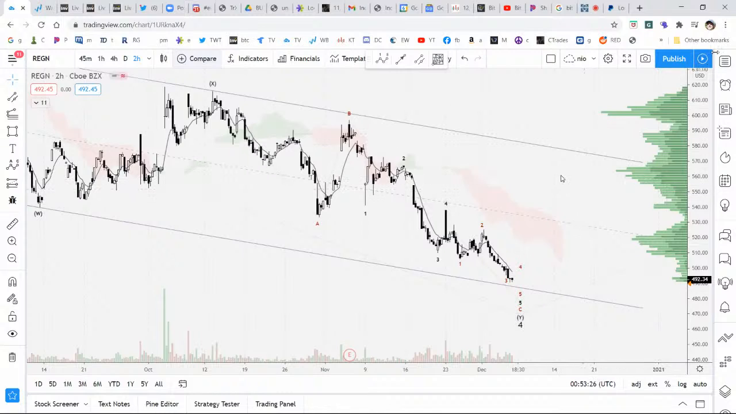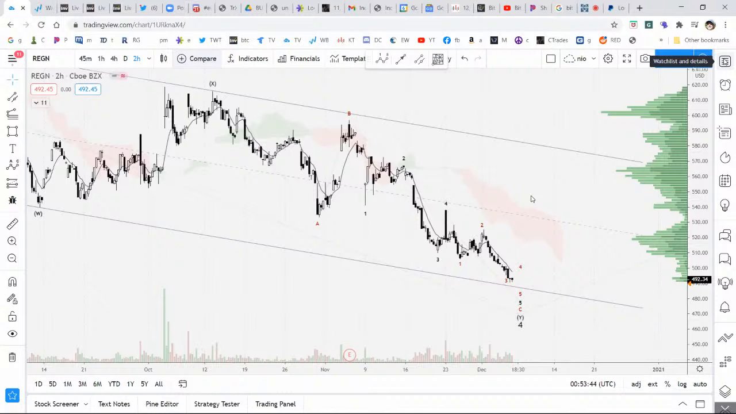Nice. So that could be epic. So we've got to look, right? We've got to make sure we look for impulsive waves to the upside. Maybe it'll pull back there to the bottom of the channel, and then we'll see if it can give us some impulsive indications to work its way up. Regeneron's a tough one to trade, but when it goes, it can play.